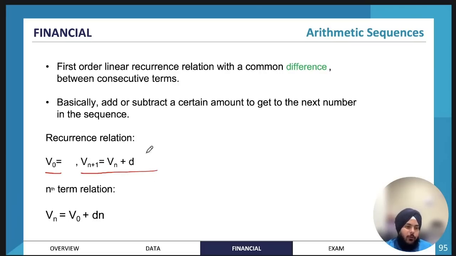And these are the two separate equations that we can use. Essentially, we can have this recurrence relation, which is Vn plus 1 is equal to Vn plus d, where d is the common difference, or the number that you're adding or subtracting each time. And here we have this equation where Vn is equal to V0 plus dn, where V0 is essentially the initial value, d is the common difference, and n is the value that you're trying to determine. So if you're trying to determine the first value, the 20th value, the 50th value, for example, you just sub in what n is, and that will give you what your value is.